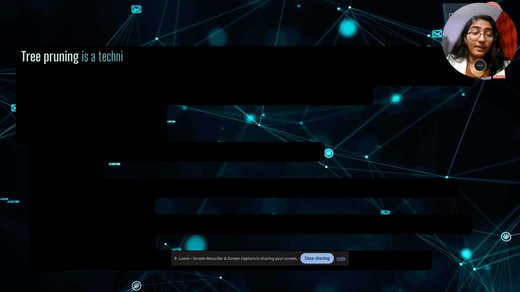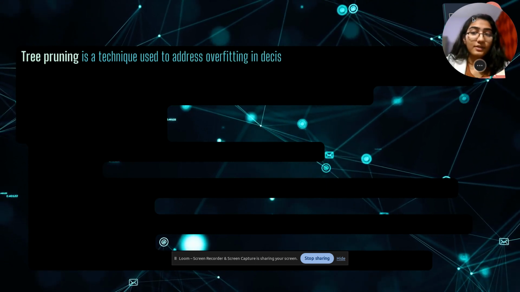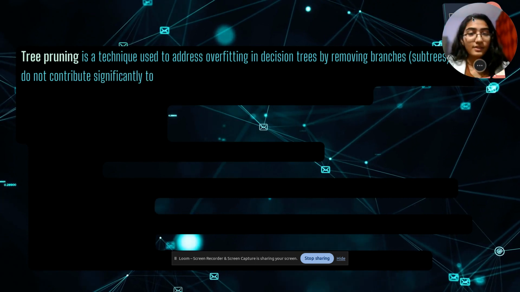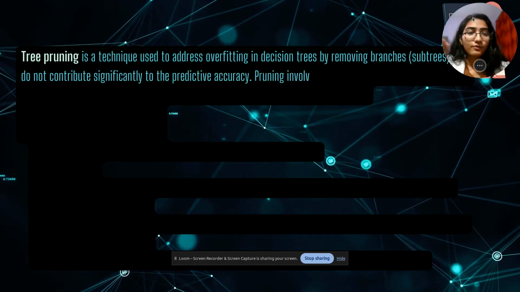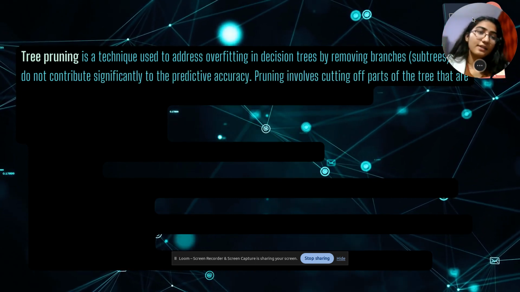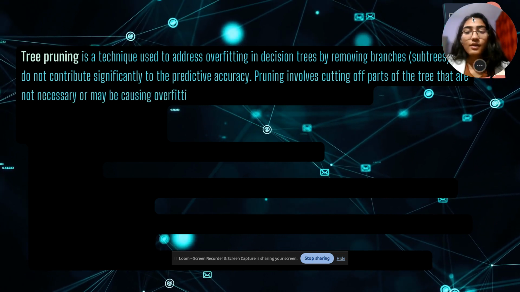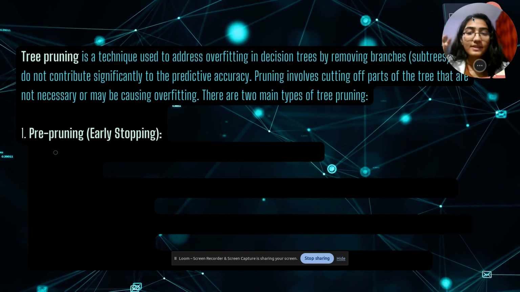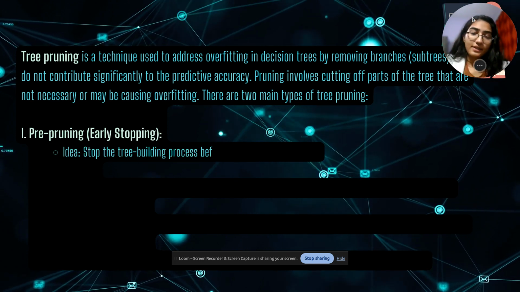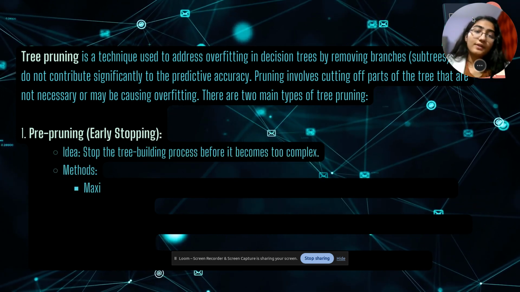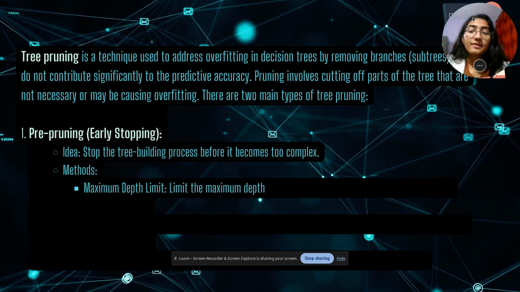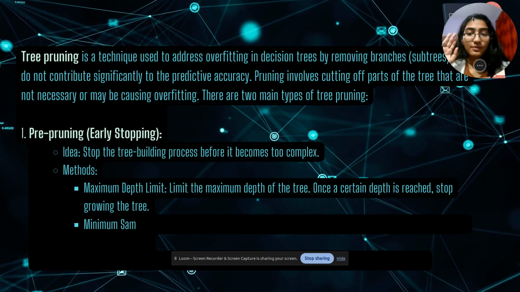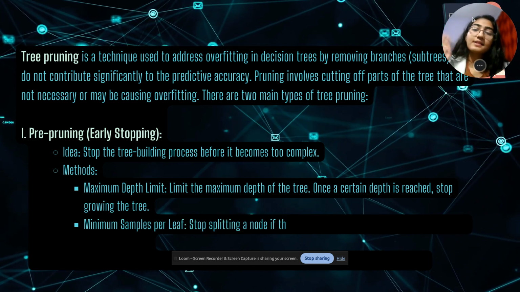So next is obviously tree pruning. Tree pruning is a technique used to address overfitting in decision trees by removing the branches, basically subtrees of the decision tree, which do not contribute significantly to the predictive accuracy. Pruning involves cutting off the parts of the tree that may be causing overfitting. The two main types of pruning are pre-pruning, that is early stopping.